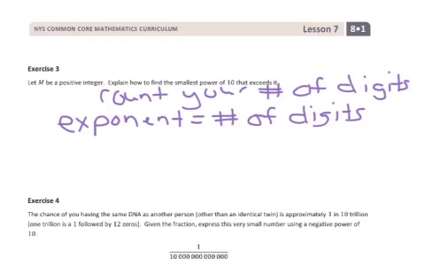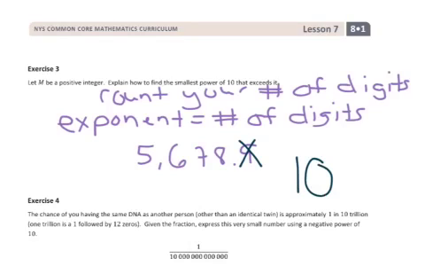So one last example, if I gave you 5,678.9, you could literally forget about your decimal. How many digits do I have? Well, I have 1, 2, 3, 4 digits. So I would have 10 to the 4th power would exceed my original value. Remember, your number of digits that you have, excluding any decimals, is your exponent for your power of 10.